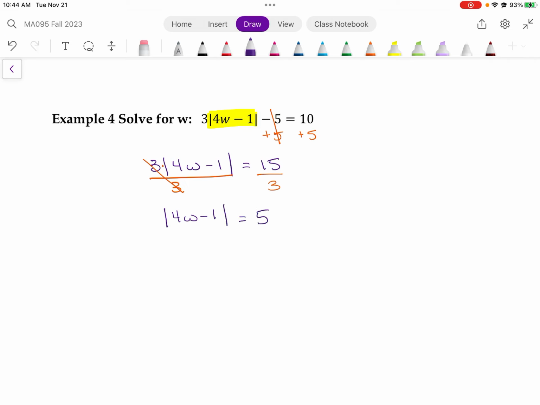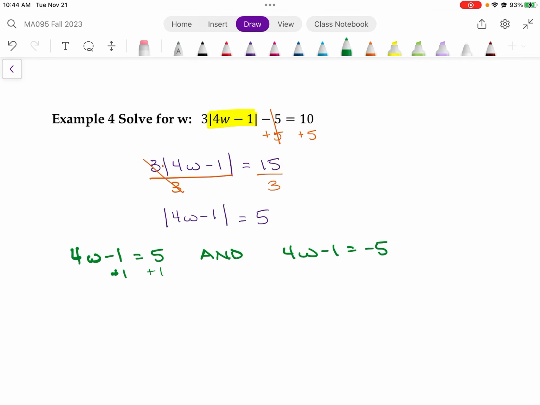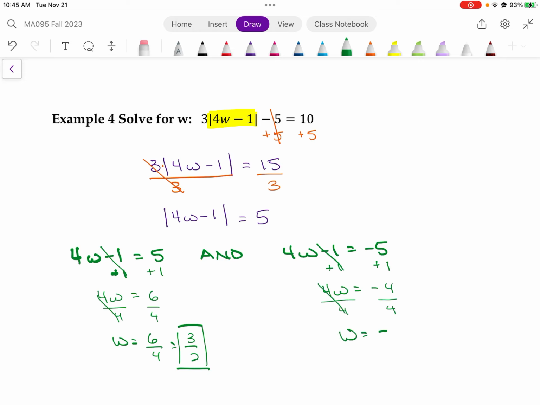absolute value equals 5. Now we can set up two different equations. We're going to have 4w minus 1 equals 5, and 4w minus 1 equals negative 5. We're going to add 1 to both sides, and we get 4w equals 6. Divide by 4, and you get w equals 6 over 4, which reduces to 3 halves. So that's one of our answers. The other one, we're going to add 1 to both sides. We get 4w equals negative 4, divide by 4, and we get w equals negative 1.